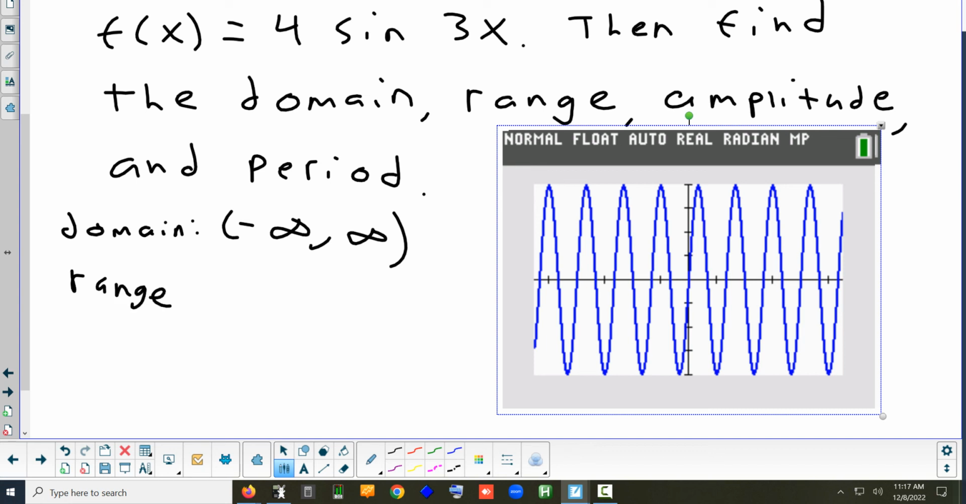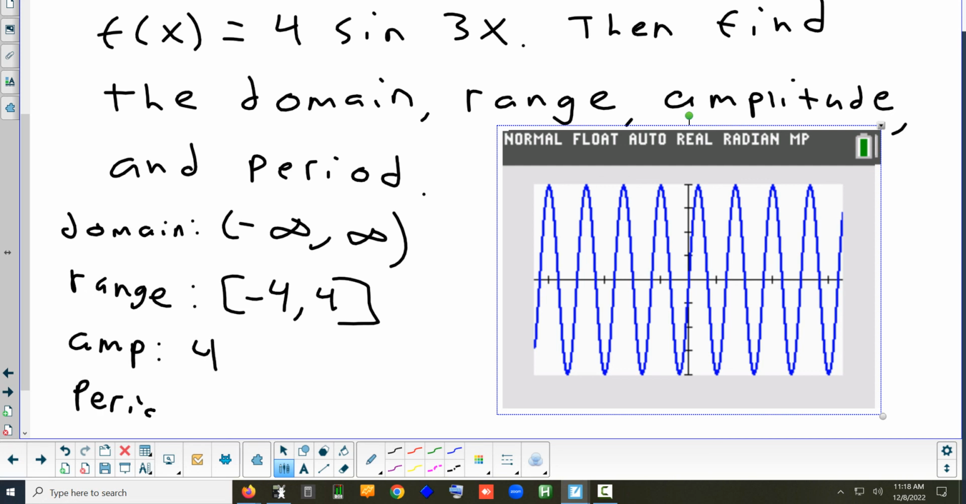Okay, they want range. So you can technically see how high and low it is going. What's the highest and the lowest? -4. It's -4 to 4, and that is including -4 and 4. What's the amplitude? 4. The amplitude is 4.